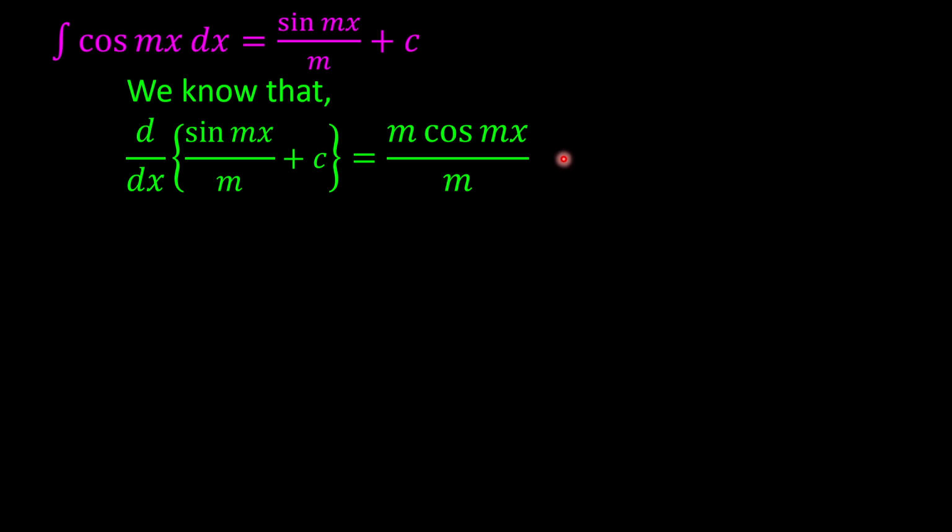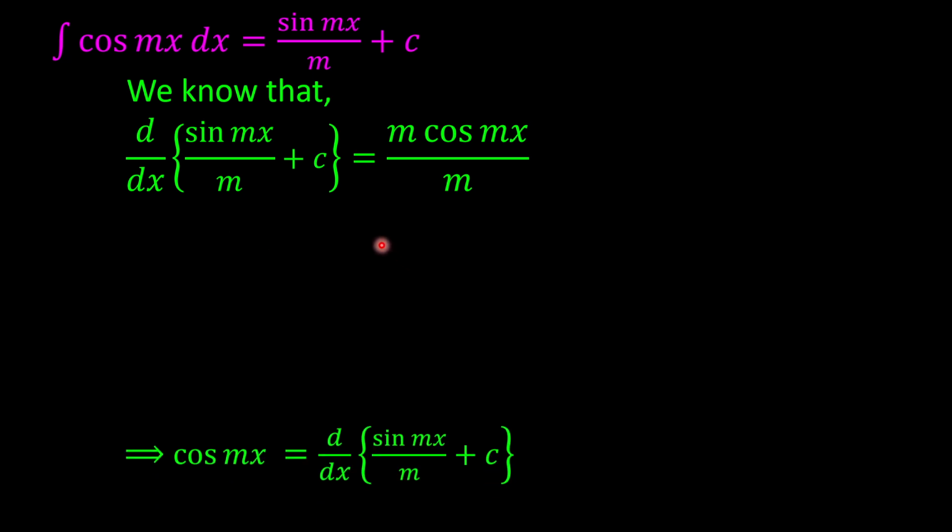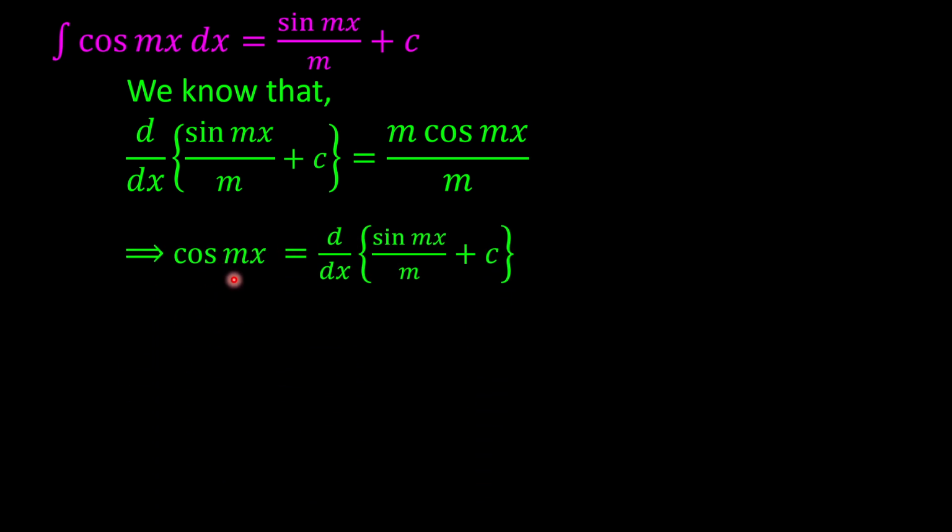From careful observation you will find that the upper m and the lower m will cancel each other. So the remaining part on the right side is cos mx. So putting this cos mx on the left side and the expression of the left side on the right side, we get this. That means this cos mx comes to the right side, and this d dx of sin mx by m plus c, the expression which is on the left side, comes to the right side.